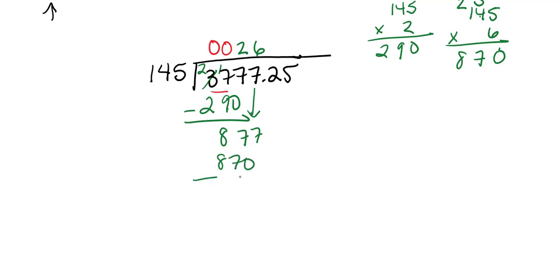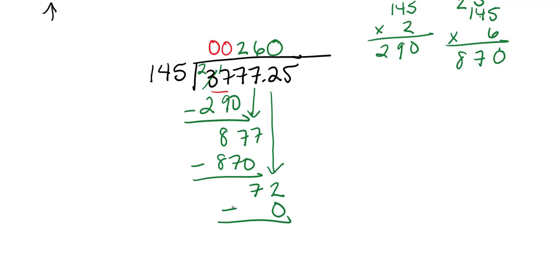So we subtract. 7 minus 0 is 7. 7 minus 7 is 0. 8 minus 8 is 0. And now we can bring down another number, and this one's going to be 2. Now 145 can't go into 72. It's much smaller. So what we would do is add a 0 above that 2, because 145 times 0, or any number times 0, is just equal to 0. Any number times 0 is 0. Very important to remember that.